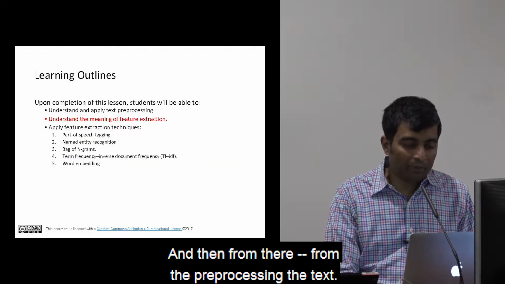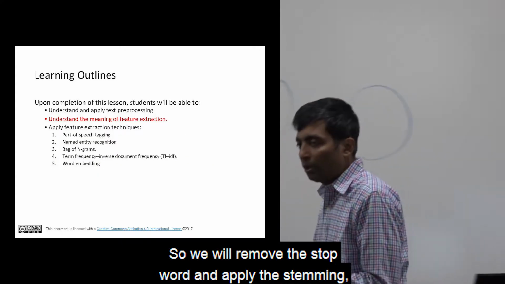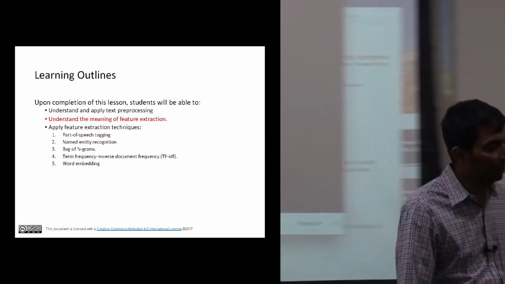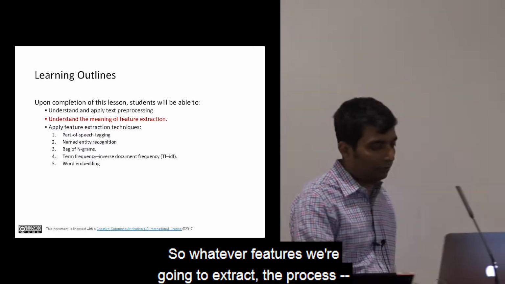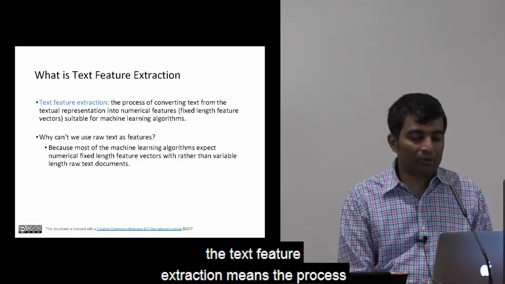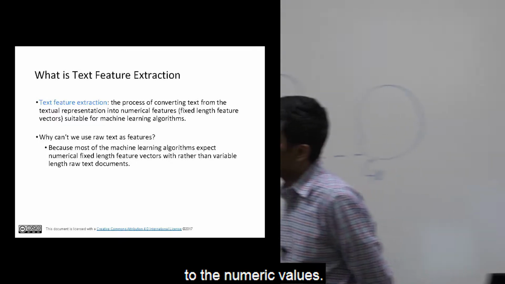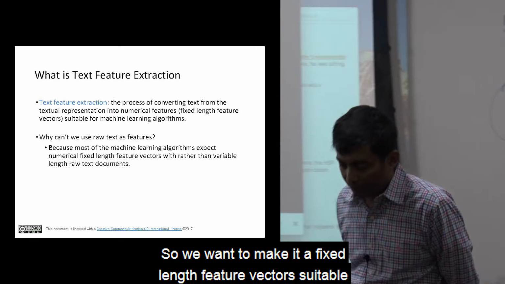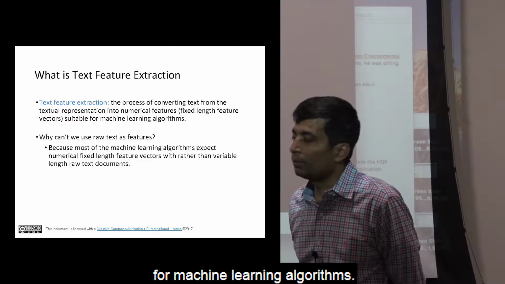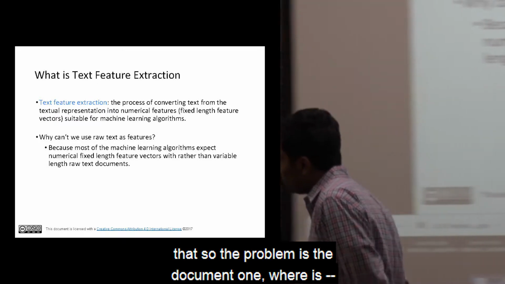After pre-processing the text, we will remove the stop words and apply stemming. Then we will extract the features from the text document. So what type of features are we going to extract? Text feature extraction means the process of converting text from the textual representation to numeric values. So we want to make fixed length feature vectors suitable for machine learning algorithms.